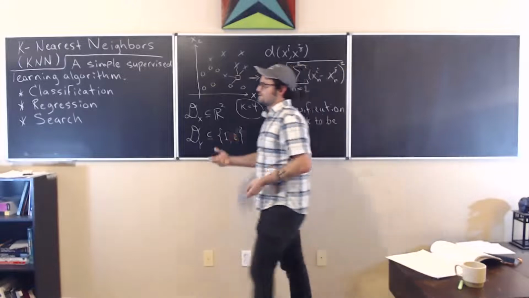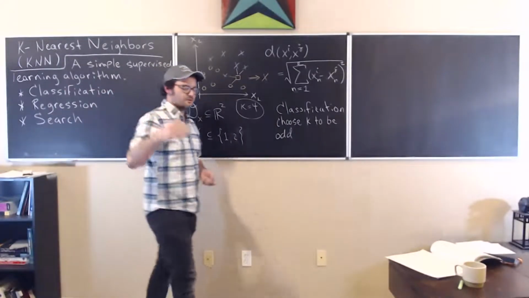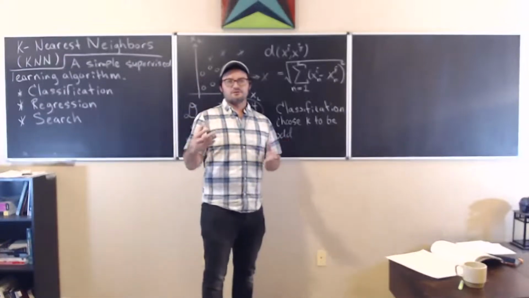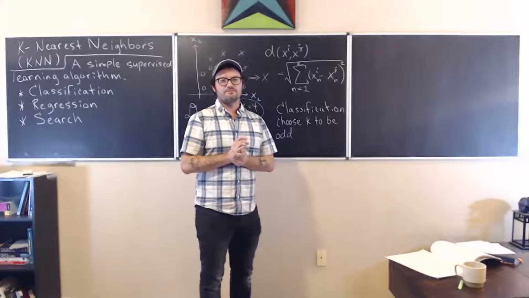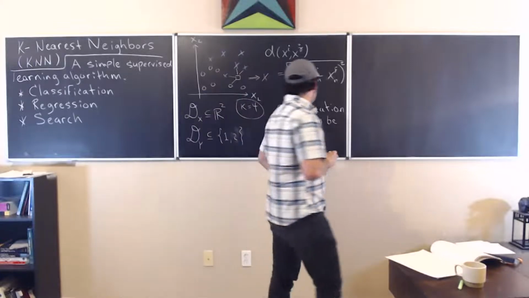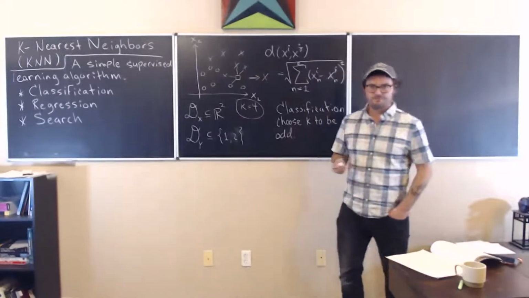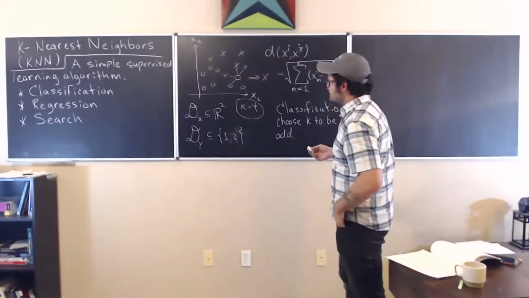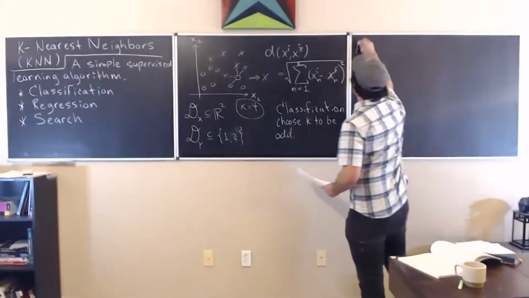When dealing with regression, of the k closest points to you, you take the mean of those k closest points, and that gives you your real number output. Okay, so it's a very simple algorithm, and it has advantages because it's so simple. So what are the advantages?